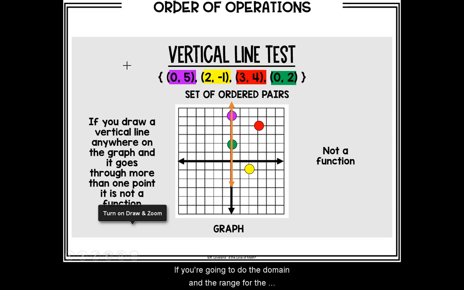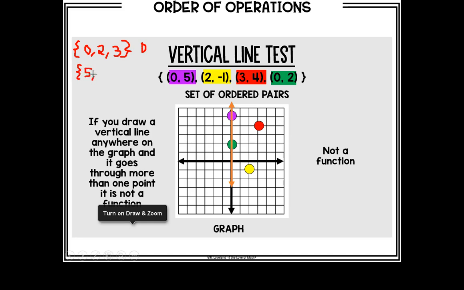If we were going to do the domain and the range for this set of ordered pairs, we would know the domain is the set of x values. So we would have 0, 2, 3, and we would not put the 0 again, so that would be our domain right here, set of x values. And our range would be the set of y values. So we would have 5, negative 1, 4, and 2.